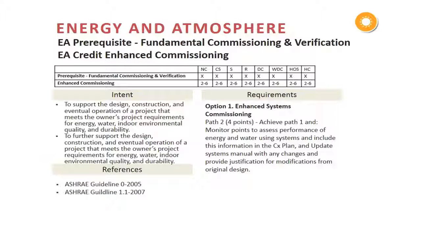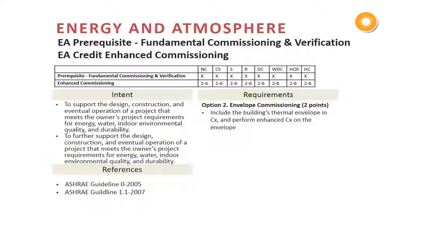Now, the second path under option 1 achieves all those same criteria in addition to some other elements. So what we're focused on here is integrating the building operational management system with the commissioning process itself. So we're looking at monitoring of points and assessing performance of those energy and water systems into the commissioning plan as they tie into the building automation system. And option 2, which is available in addition to either path under option 1, is envelope commissioning. Now this requires that the project team include the building's thermal envelope within the scope of commissioning, which is something that's new to LEED version 4.